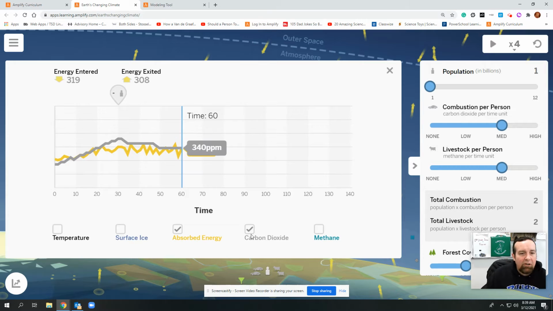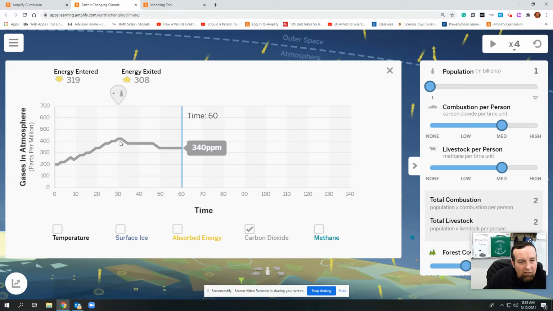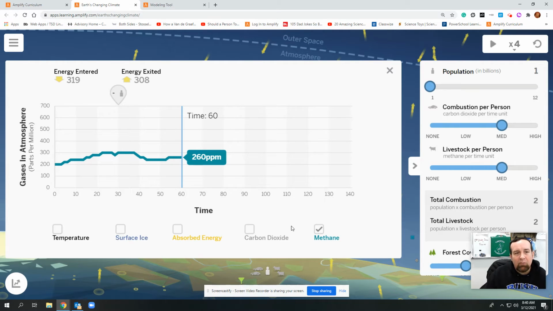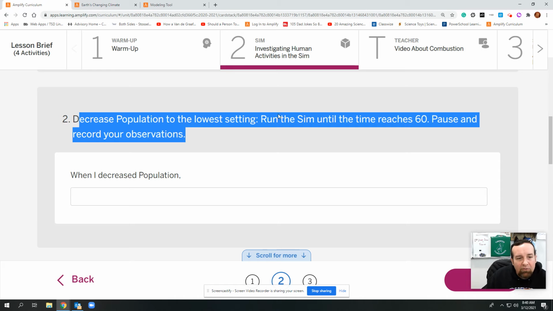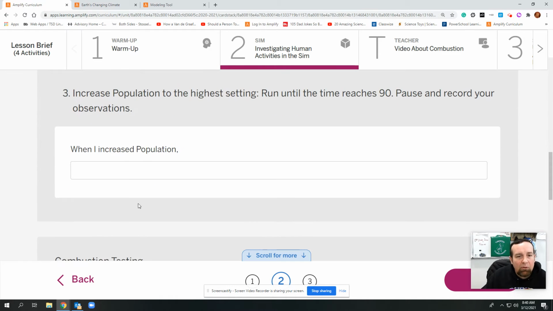So let's take a look at carbon dioxide. So carbon dioxide peaked right up here, and then when we wiped out a big portion of the population, it started going down. And then methane, again, we see a steady rate increase, and then it plateaus, and then it's a little bit less than it was. It's below that 300 mark now. So those are observations that we will record here. Then we'll go on to increasing the population.